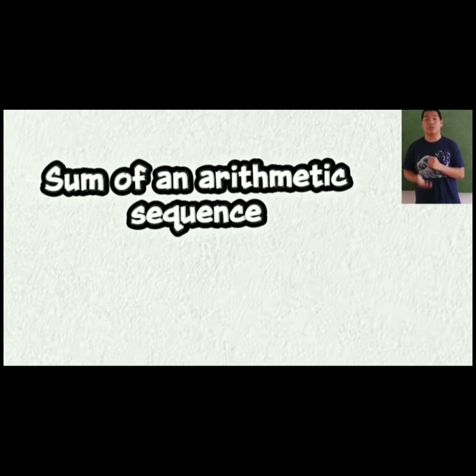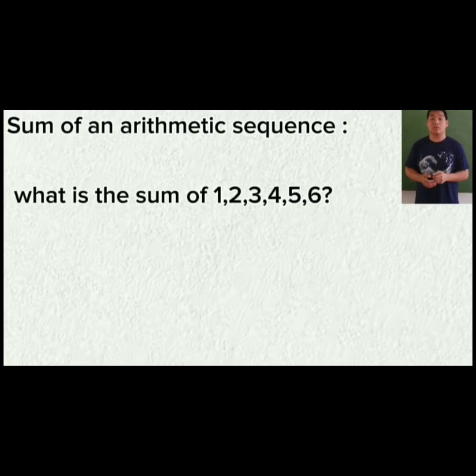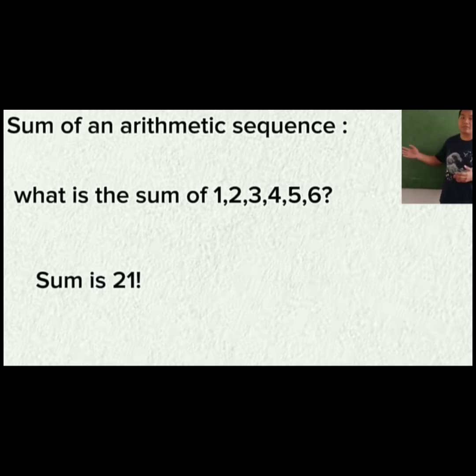Now for the last, the sum of an arithmetic sequence. The sum of an arithmetic sequence is the sum of all terms in the sequence. So, let's try to solve this. What is the sum of 1, 2, 3, 4, 5, 6? Simple. Let's just add them up. So the sum is 21.